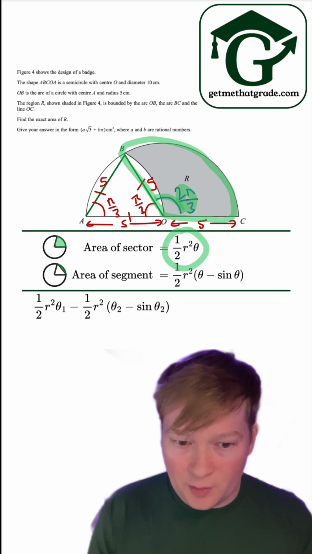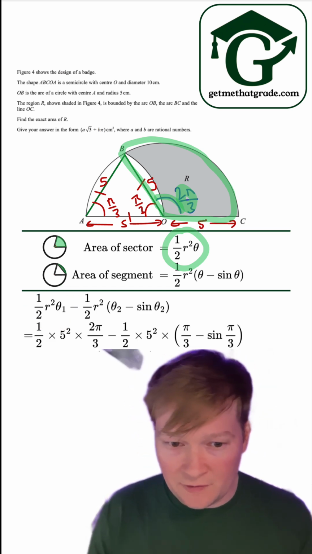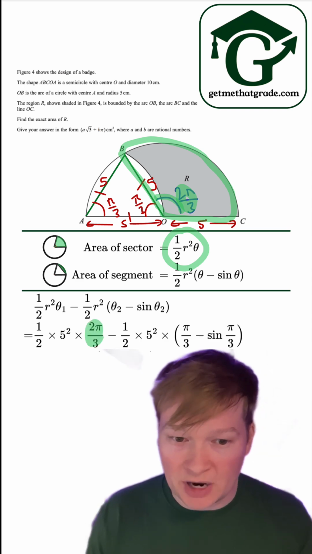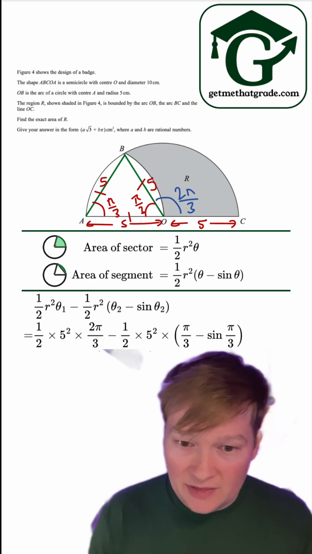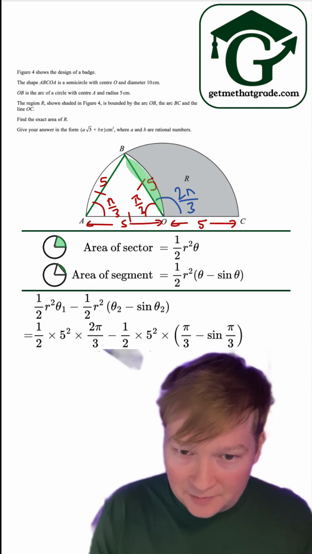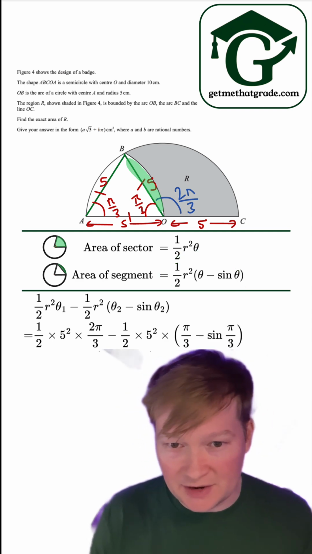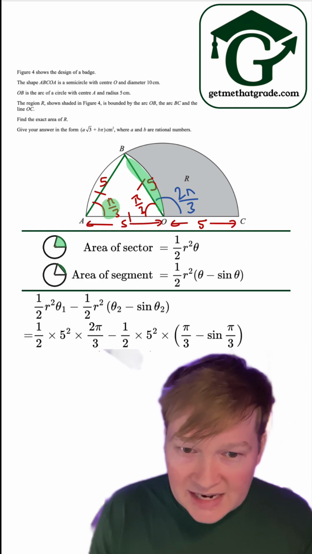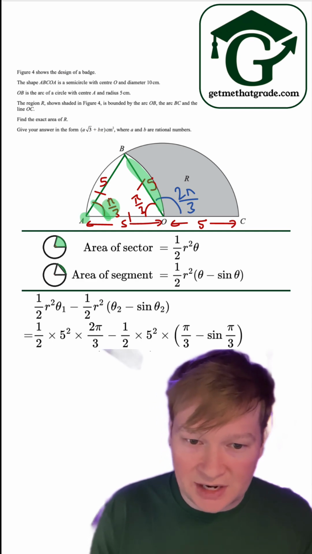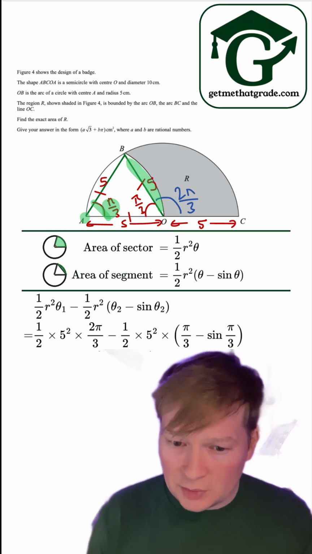So I'm going to use this formula, a half r squared theta, with r, the radius, being 5, and the angle at the centre being 2 pi by 3. And from that sector, I'm going to take away the area of this segment in here. So I'm using this formula, a half r squared (theta minus sine theta), with r being 5, once again, but with theta being this angle here, pi by 3. Remember, the centre of that circle, we're talking about this circle, is at A. So I'm going to use the angle pi by 3 for theta.